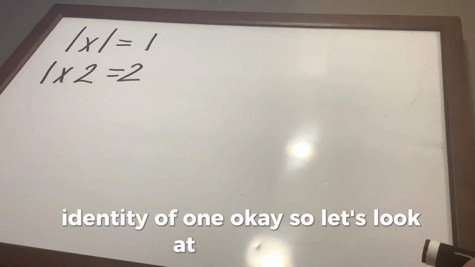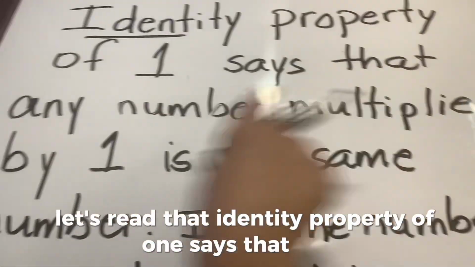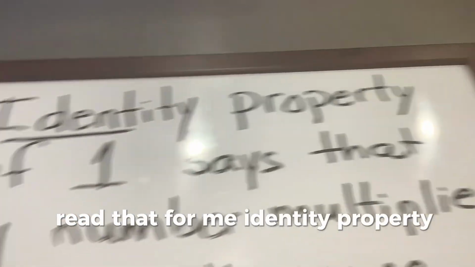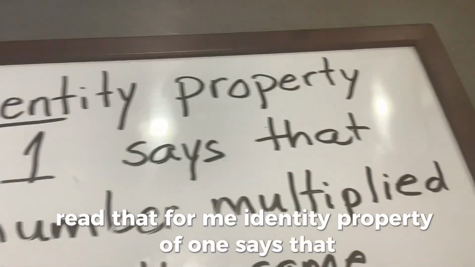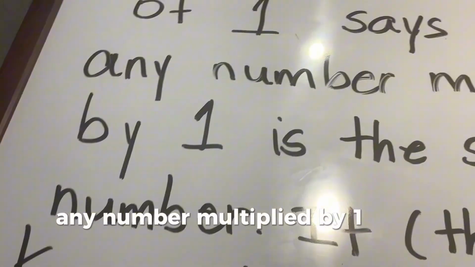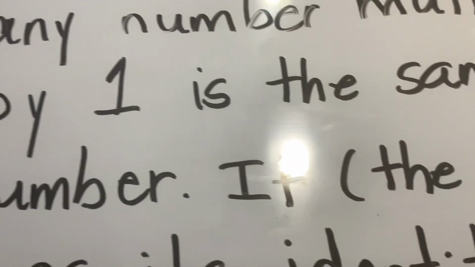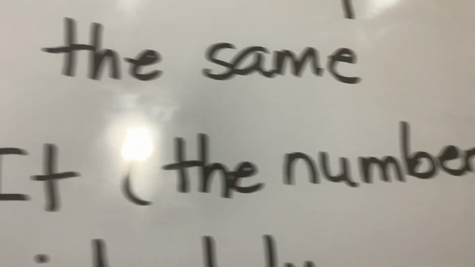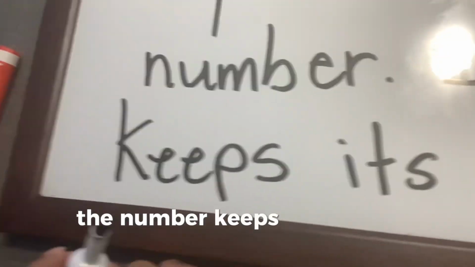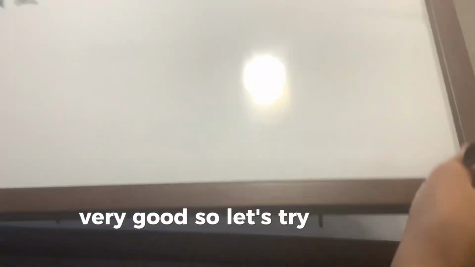Okay? So let's look at that again. Let's read that. Identity property of 1 says that what? Identity property of 1 says that any number multiplied by 1 is the same number. The number keeps its identity. Good job. Very good.